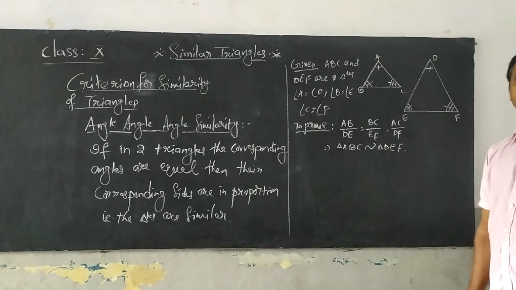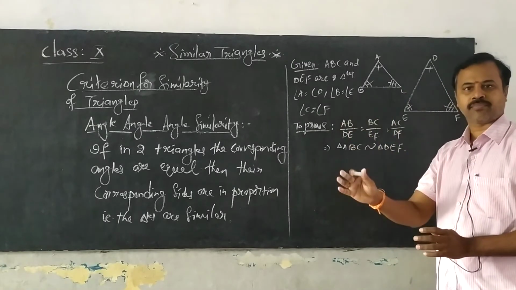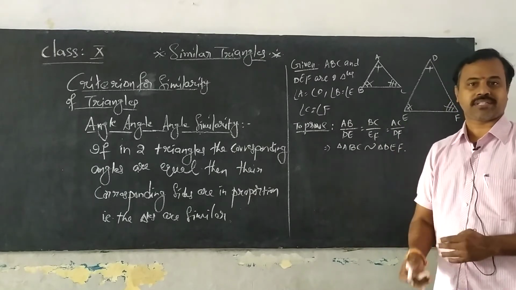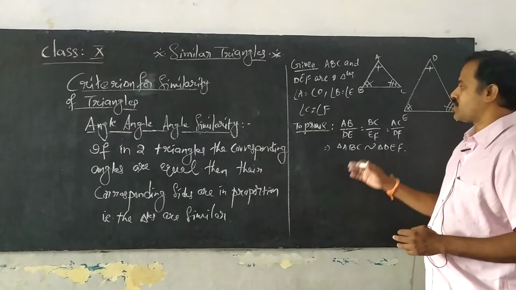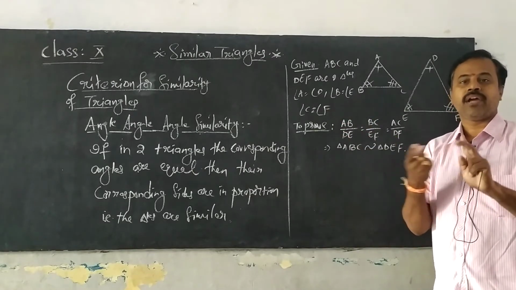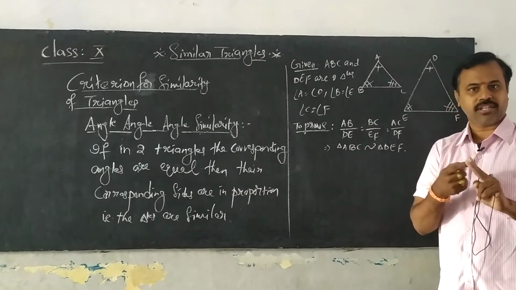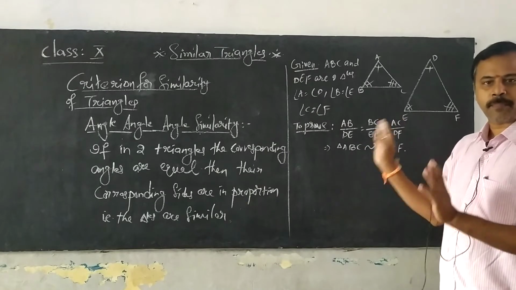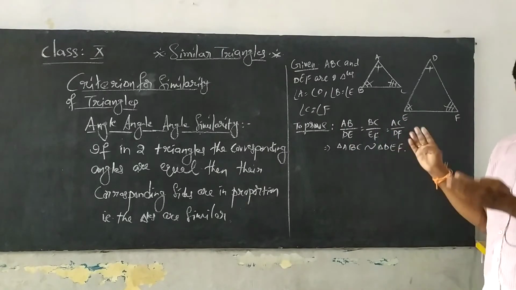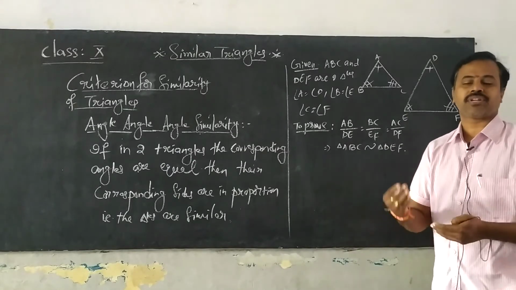Now how do you prove this one? To prove anything, you must think what previous knowledge you have. The previous knowledge is that we learnt the basic proportionality theorem and the converse of the basic proportionality theorem. So we have to use either of these two theorems, but to apply that we need a parallel line in one of the triangles. So we have to create a parallel line.